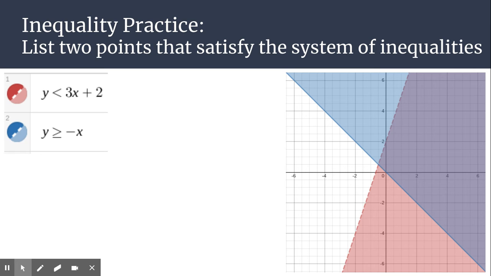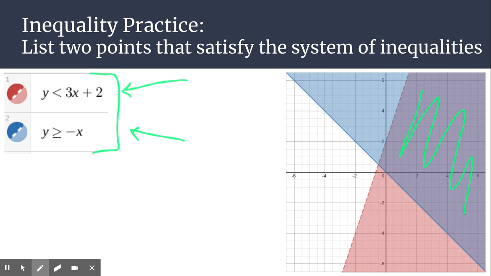My directions are list 2 points that satisfy the system of inequalities. So now what we need here is we need points. I'll get a different color that's not blue or red. We need points that satisfy both of these. Earlier, we talked about points that would satisfy just one system, right? Because they'd be in that red shaded region. Now we need points that are in both shaded regions. In other words, we need any points that are over in here.